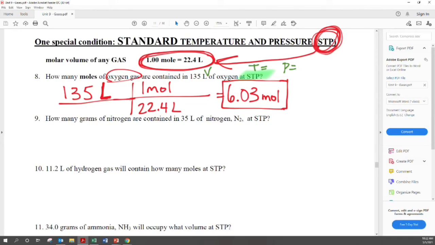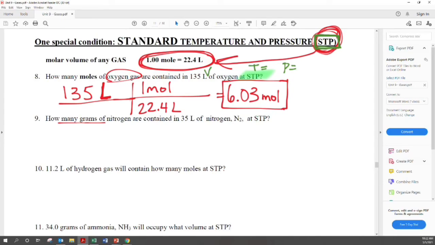Just make sure you remember that we can only use this shortcut if we're at STP, because that's the numbers that we plugged into that temperature and that pressure to get this 22.4 number out. So the real power, when I really will use this every single time, is whenever grams are involved in these ideal gas law problems, in these problems where we just need a little more information.